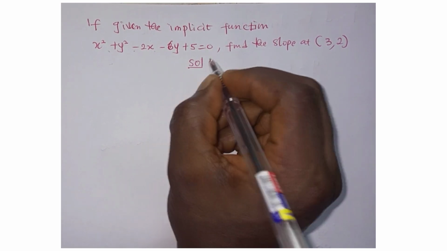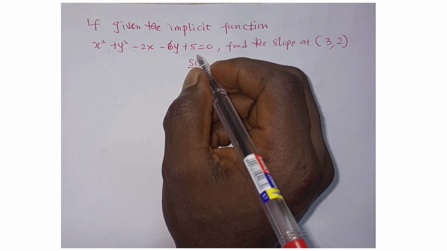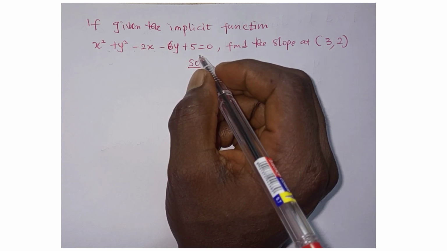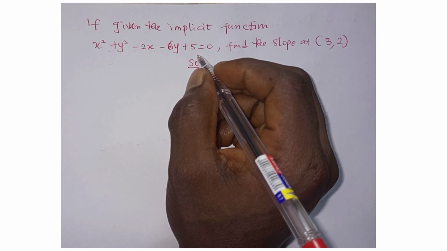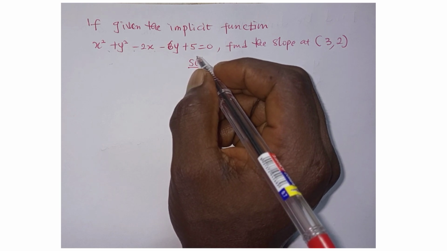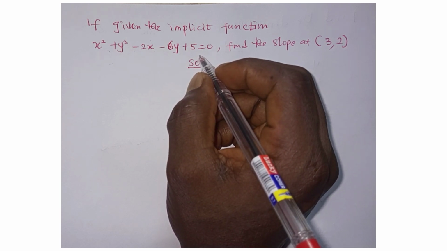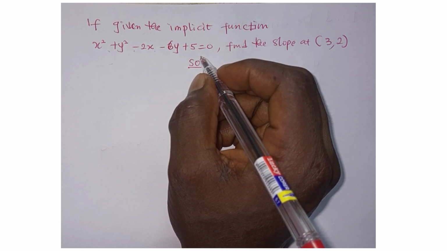Solution. Please take note, slope means the dy/dx. That's why slope is y2 minus y1 over x2 minus x1. So the dy/dx, which is slope, is changing y over changing x. So dy/dx means slope.